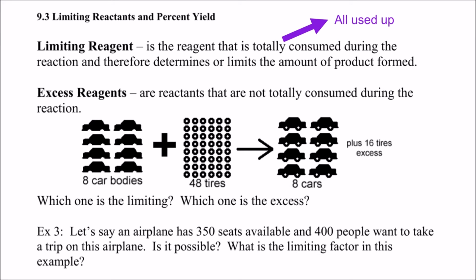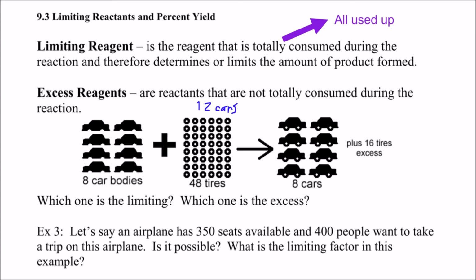Okay, so let's take a look at this situation here just to help familiarize ourselves with this idea. We want to figure out what is the limiting and what is the excess reagent. We have 8 car bodies here and we have 48 tires. If every car requires 4 tires, then how many cars can we actually make? Well, if we base it off of the tires, 48 divided by 4, we should be able to make 12 cars.